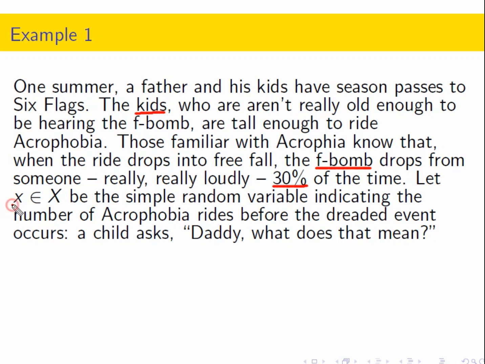And then we're going to let x be the random variable, which is the number of times they ride Acrophobia before the dreaded event occurs. The different values for x are the first thing we want to think about. And x could be 0. On the very first time, if somebody drops the F-bomb, then this is the number of rides before the dreaded event occurs, so 0 if it happens on the first one. Or they could ride the first time and nobody drops the F-bomb, and then the second time they do.